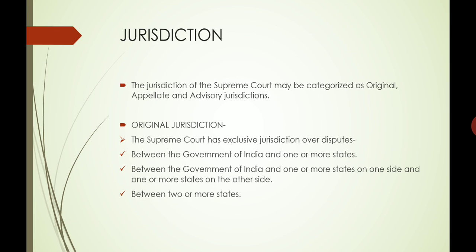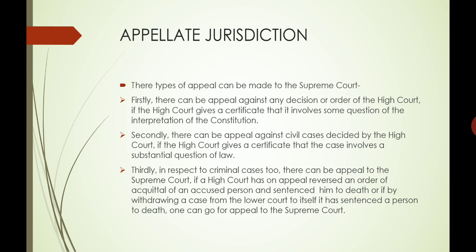What is the jurisdiction? The jurisdiction of the Supreme Court may be categorized as original, appellate and advisory. Means three kinds of jurisdiction. Now, what is original jurisdiction? The Supreme Court has exclusive jurisdiction, or the Supreme Court can give decisions over disputes like between the Government of India and one or more states. Second, between the Government of India and many other states on the same or different side, or between two or more states.